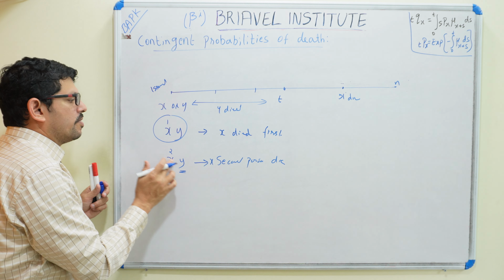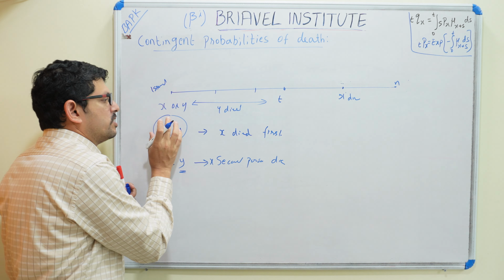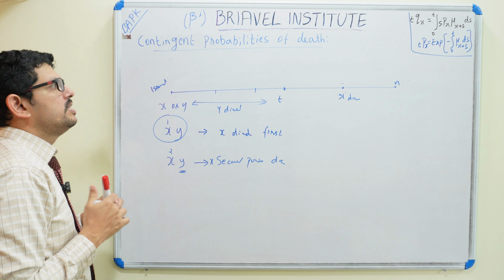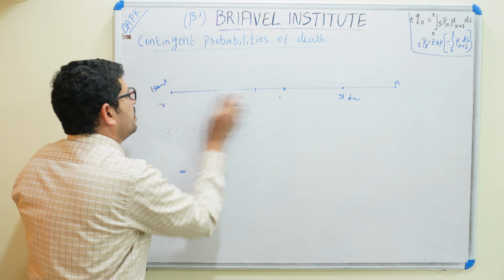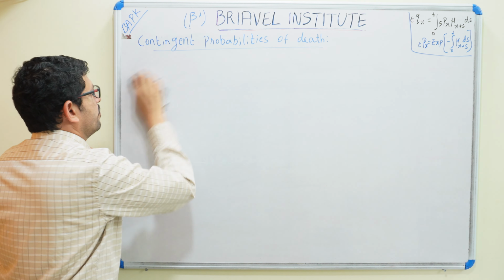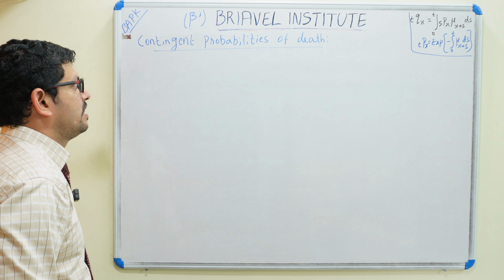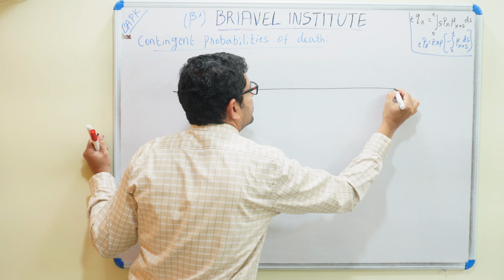So that is the x square y, x top in 2 y. X here with 1 means as the first person x should die. So these are the conditions that come under the contingent probabilities. Now we can explain how to write these contingent probabilities of death. So we are talking about the death case, how to write the contingent probabilities.